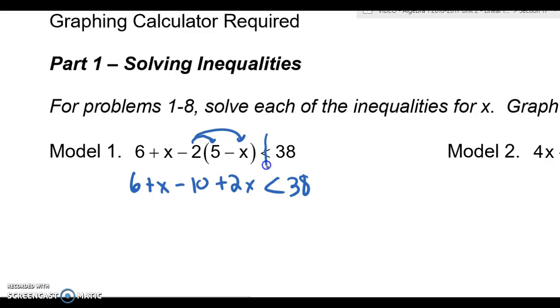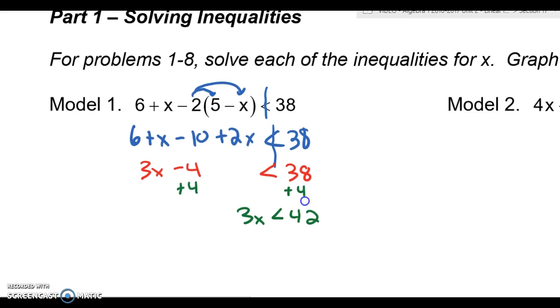And once again, this less than sign is dividing everything. There's the left side and the right side. My goal is to get x by itself. So I'm going to combine like terms. I've got x and 2x. That's going to give me 3x. 6 and -10 will give me -4. Then I'm going to bring the 4 over, so I'm going to add 4 to both sides. And I'm going to divide by 3.